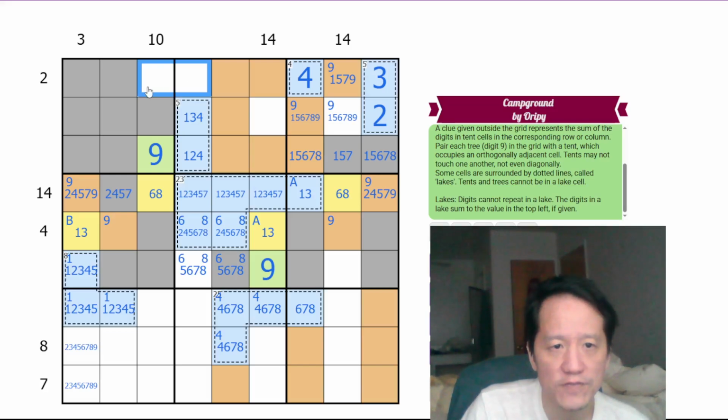Well, if the 2 is here, then 9 has to be here. If the 2 is here, then 9 still has to be one of these 2. So one of these 2 digits is a 9, which means you cannot have a 9 in the rest of the box, and you can't have a 9 in the rest of the row. So this can't be 9. Therefore, this is not a tent and not a tree.